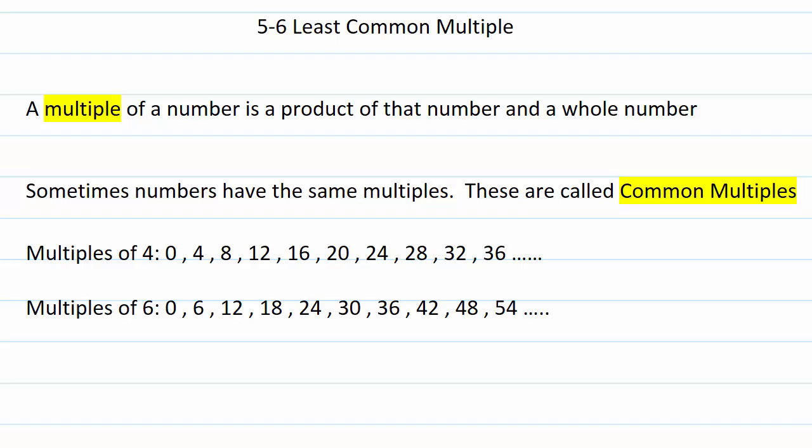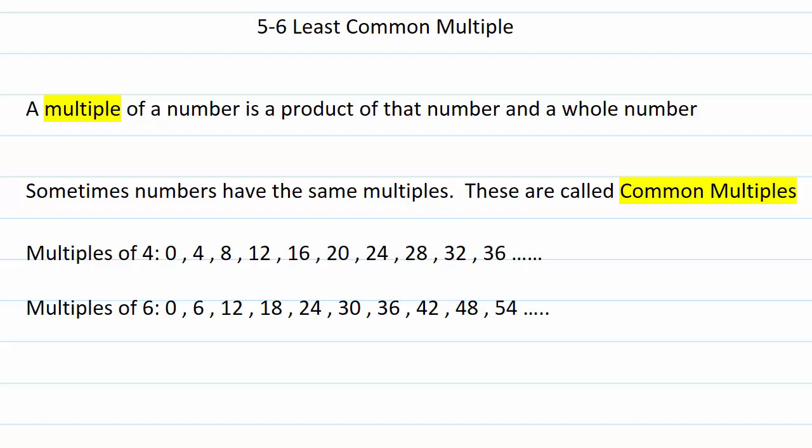Let's look at two numbers. Let's look at the multiples of 4 and the multiples of 6. The multiples of 4: 4 times 0 is 0. 4 times 1 is 4. Times 2 is 8. Times 3 is 12. 16, 20, 24, 28, 32, 36. These are multiples of 4 by taking 4 and multiplying it by a whole number.